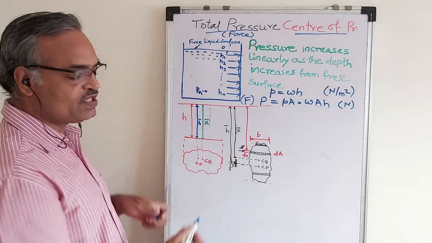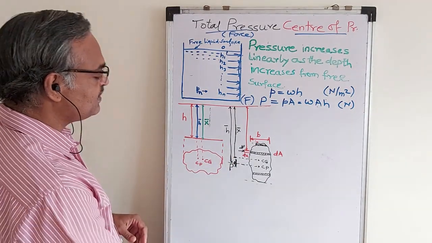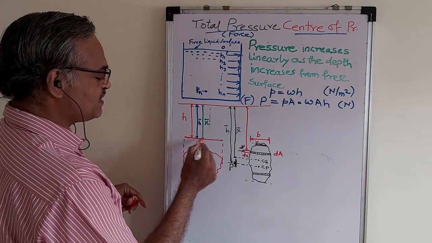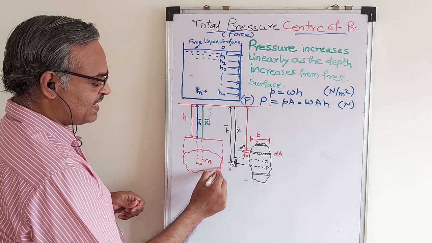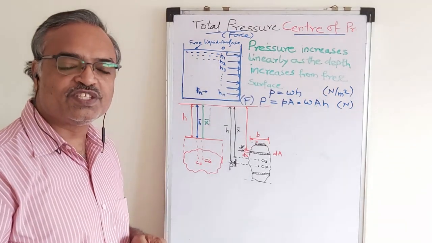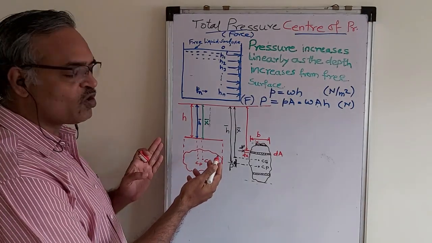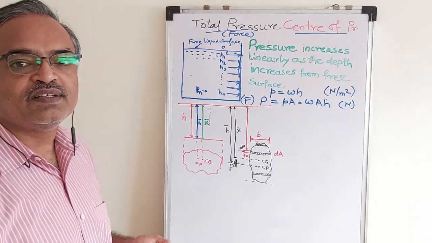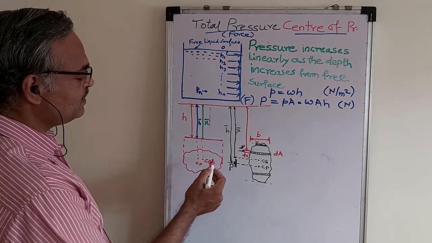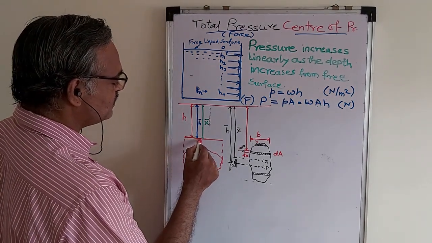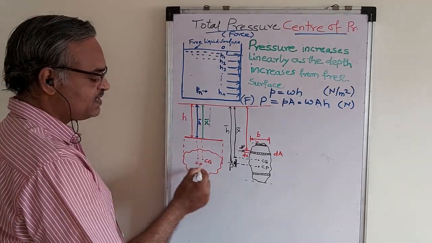We have a horizontal surface which is immersed into the liquid. This is the horizontal surface, and if you look from the top, the shape is like this. We have purposely considered it as an irregular shape, so that the same formula can be easily applied to any shape of area. So this is that plate, and if we look from the top, this is how it looks.